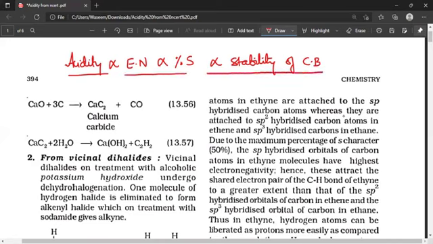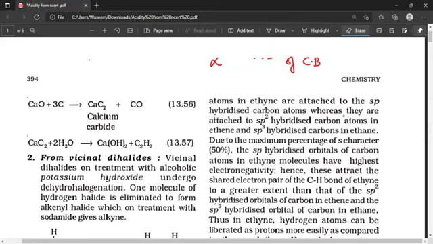As the percentage S character increases, electronegativity increases, and acidity also increases. And one more relation I have already mentioned in my last video, that acidity is directly proportional to the stability of the conjugate base. So let's begin with the topic. This is the NCERT book, page number 394 from Class 11, part 2.